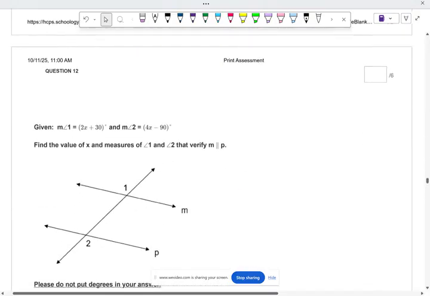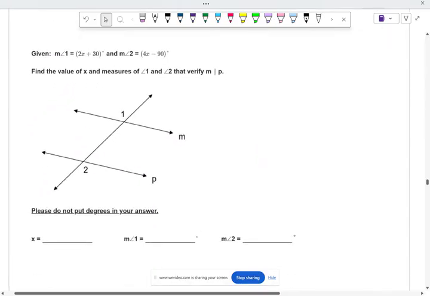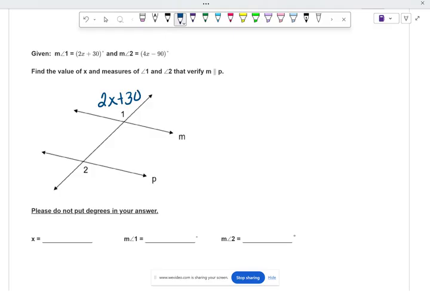Question number 12. Given the measure of angle 1 is 2x plus 30, and the measure of angle 2 is 4x minus 90. All right, I'm going to go get my colors. We want to find the value of x and the measures of angle 1 and 2 that will verify that line M is parallel to line P. All right, so that's what we want in the end. So we can use our x strategy.